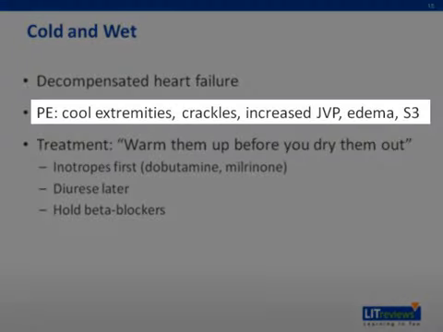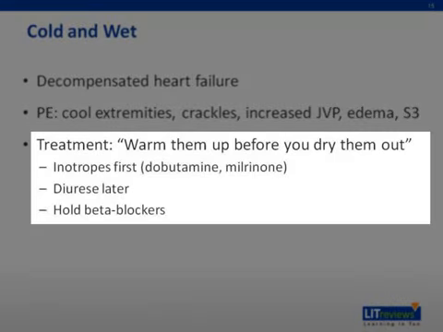These patients have cool extremities, crackles in their lungs, elevated JVP, increased peripheral edema, and an S3. Many of these patients may require treatment in an intensive care unit.